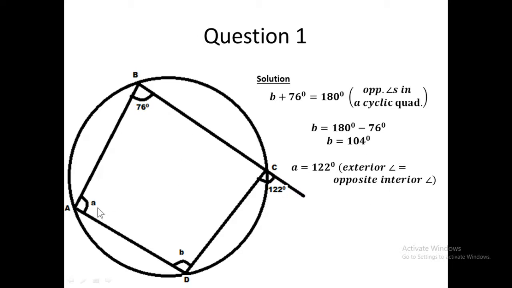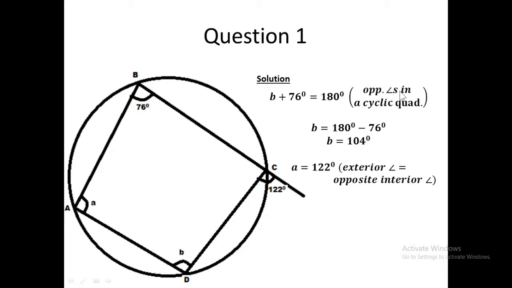Our aim is to find this angle A and angle B. And as you can see, you are going to use the two theorems that we just proved to solve the problem. You can see that there's a relation between this angle 76 degrees and angle B here. They are both opposite interior angles of a cyclic quadrilateral, because this is a cyclic quadrilateral, a four-sided shape inside the circle. So that means 76 plus B will give us 180 degrees. From there, you can find B to be equal to what? 180 minus 76, that will give us 104 degrees.